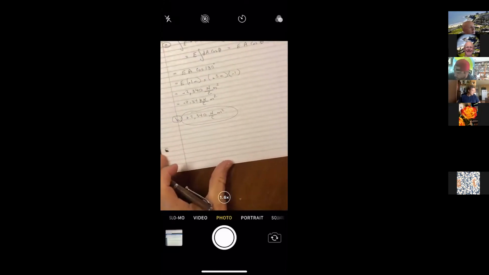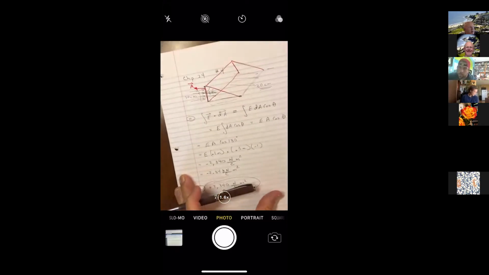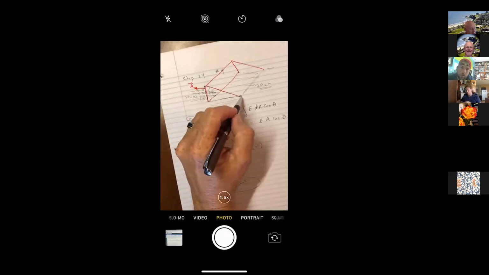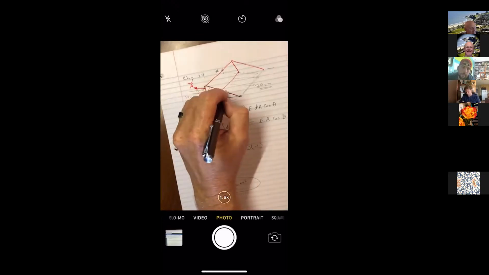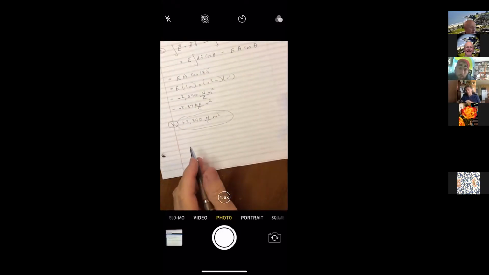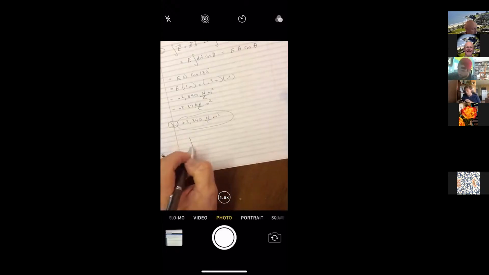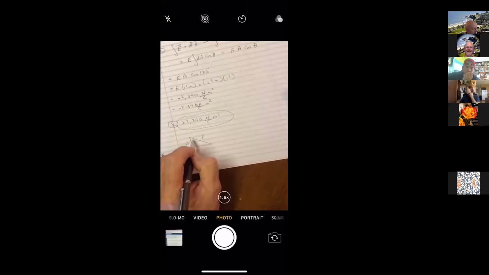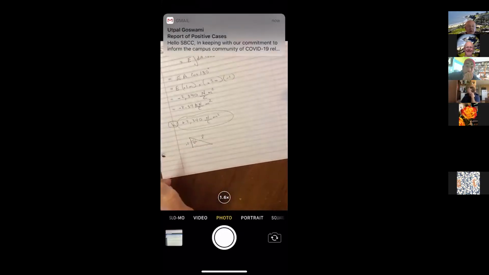I didn't understand why the width was 0.1 meters over cosine 60. Oh, because the area of the slant would be the length of this guy. Okay, so let me call that L for a moment. And then let me come down here and draw a cross section and call that L. And remember, this is 0.1, and remember this is 60 degrees.